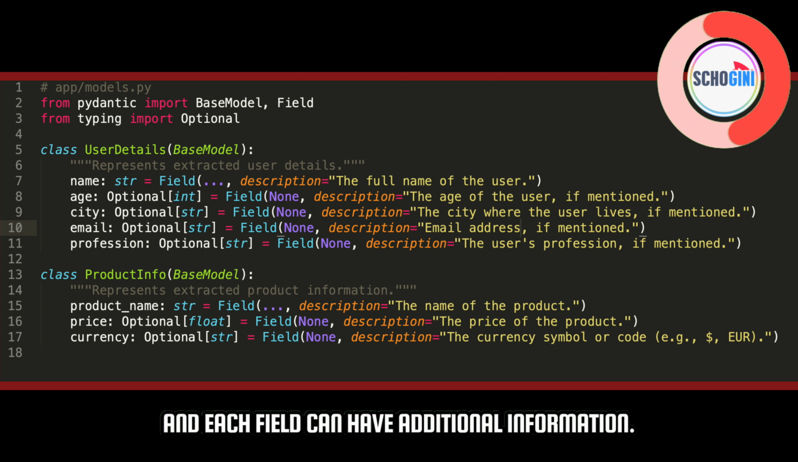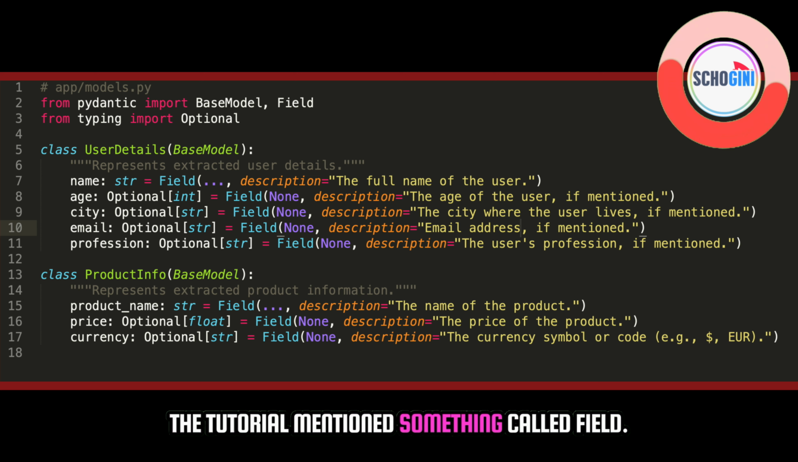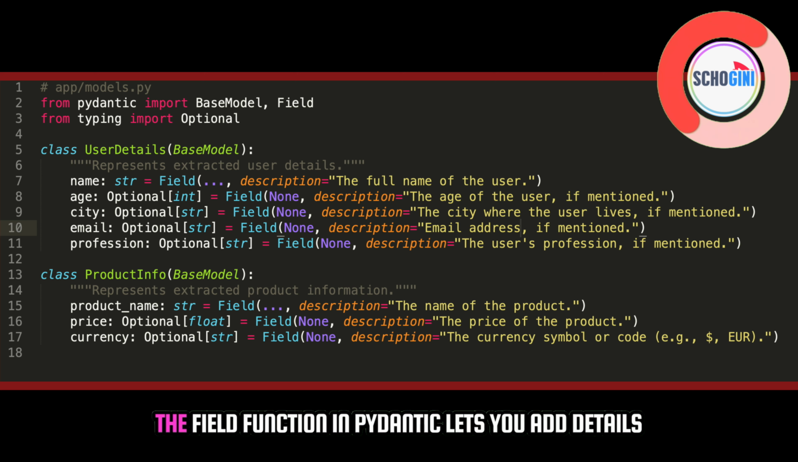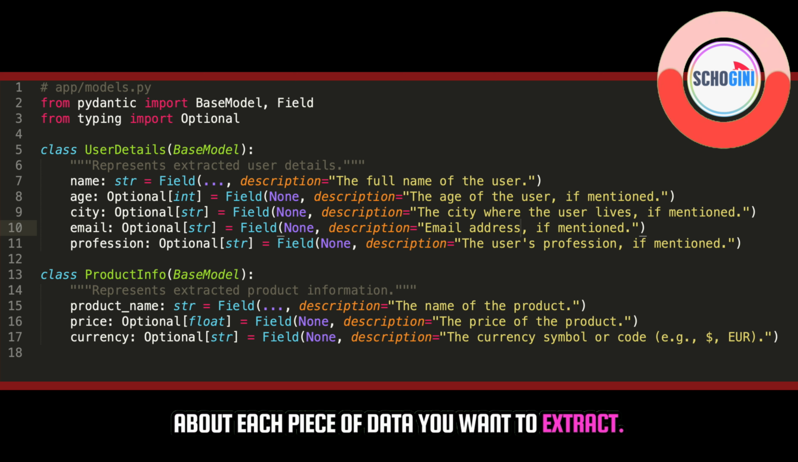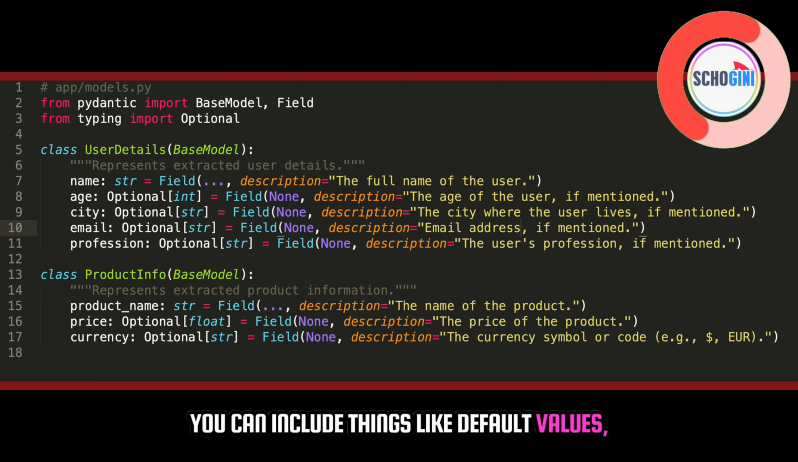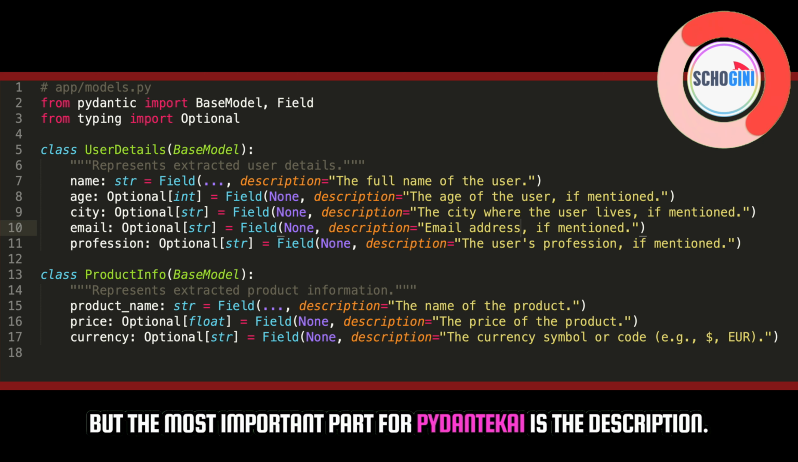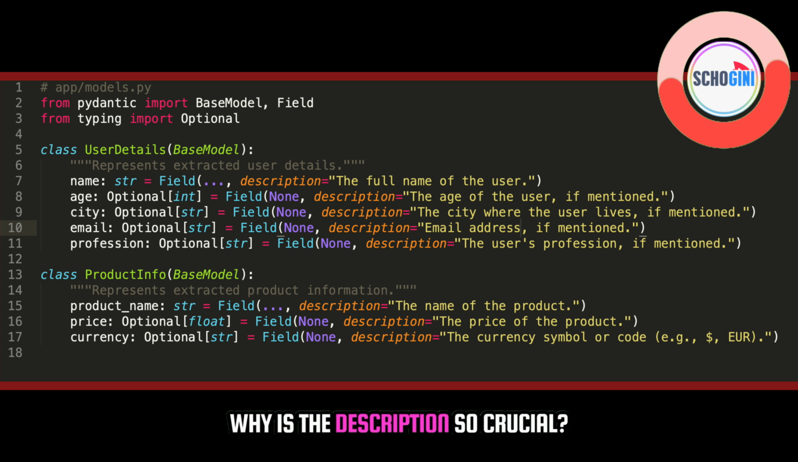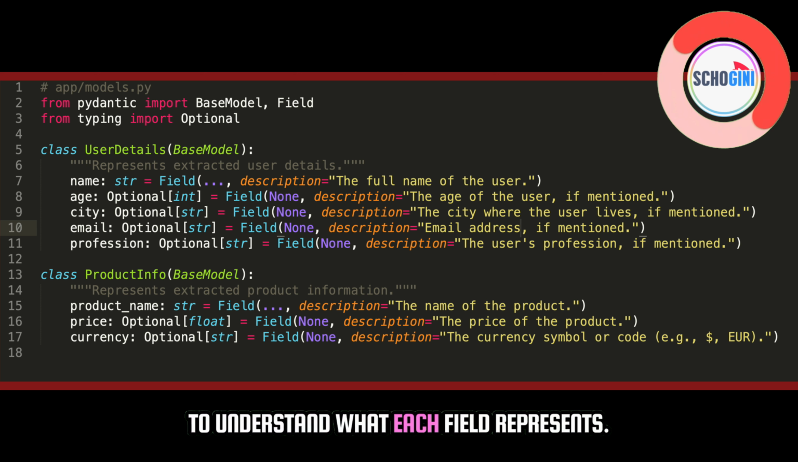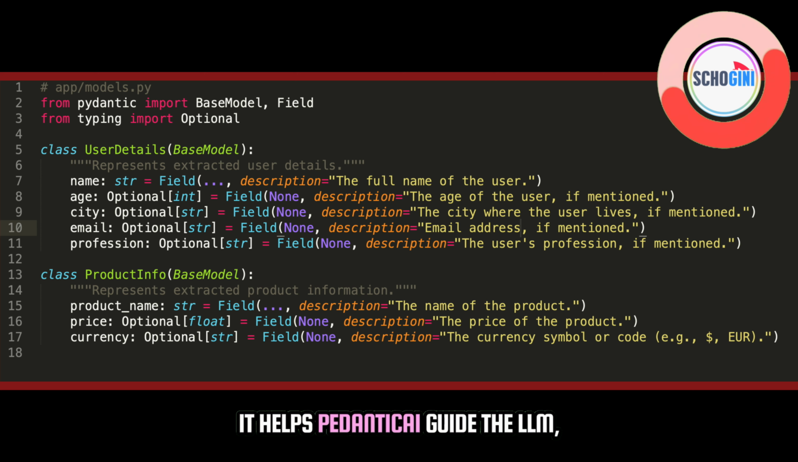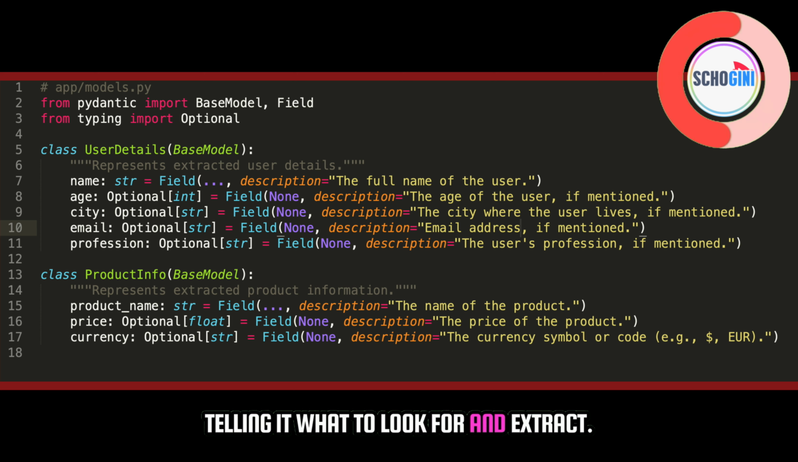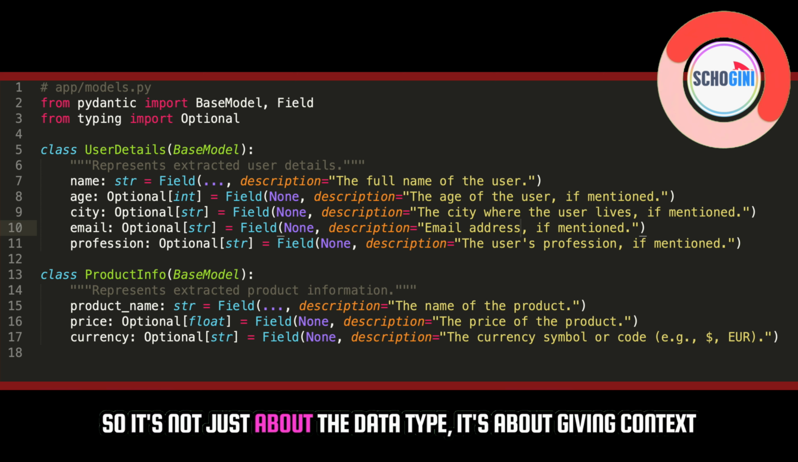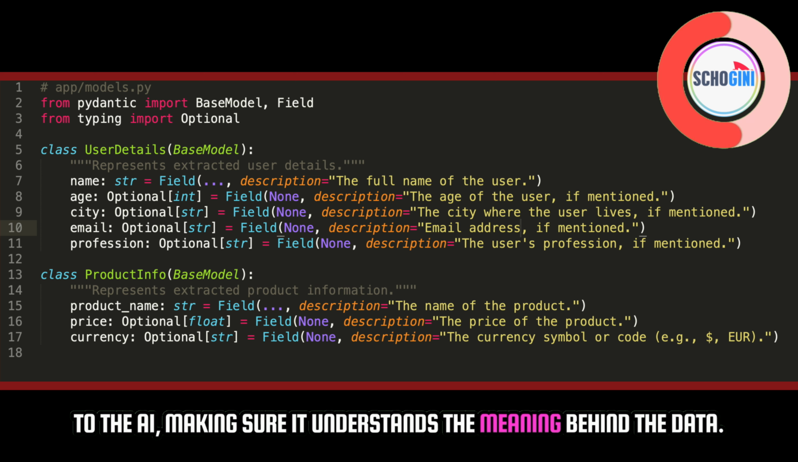And each field can have additional information, right? The tutorial mentioned something called Field. What does that do? You got it. The Field function in Pydantic lets you add details about each piece of data you want to extract. You can include things like default values, but the most important part is the description. Why is the description so crucial? Pydantic uses those descriptions to understand what each field represents. It helps guide the LLM, telling it what to look for and extract. Oh, I see. So it's not just about the data type. It's about giving context to the AI, making sure it understands the meaning behind the data.